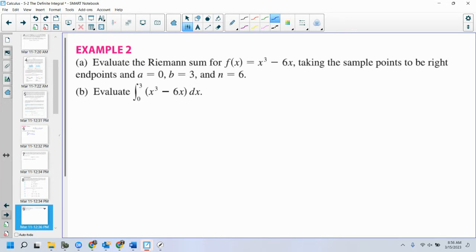So I'm going to evaluate the Riemann sum for f of x is equal to x to the third minus 6x, taking sample points to be the right endpoints, and a is 0, b is 3, and n is 6. Look at this notation and understand it. A and B are asking you the exact same thing. But A is an approximation where B is an exact value. And I'm going to teach you how to find the exact value for the approximation. So let's take a look at it.